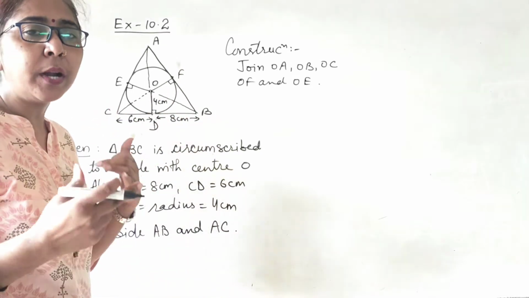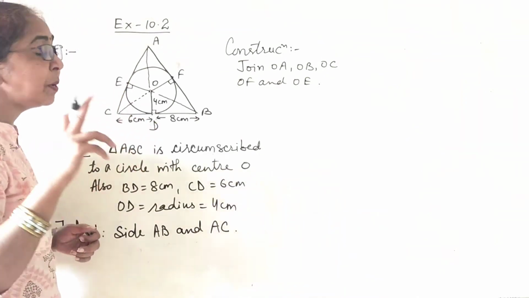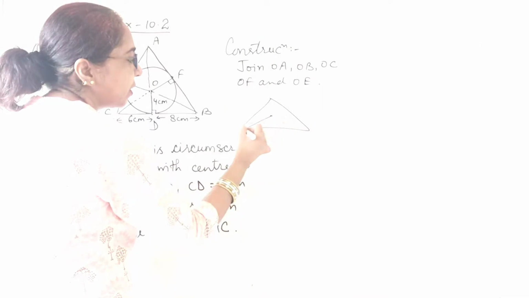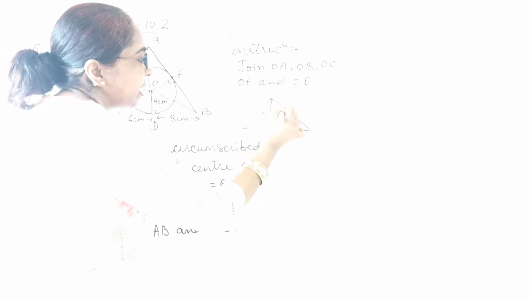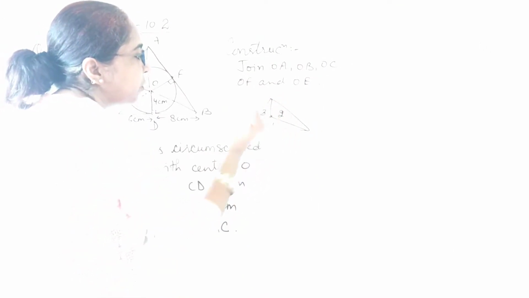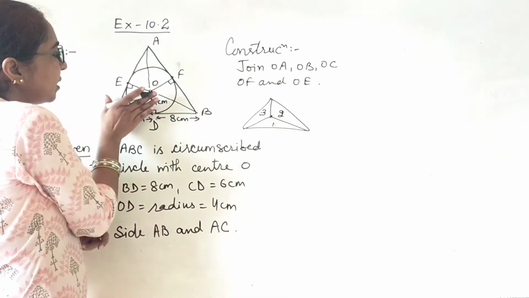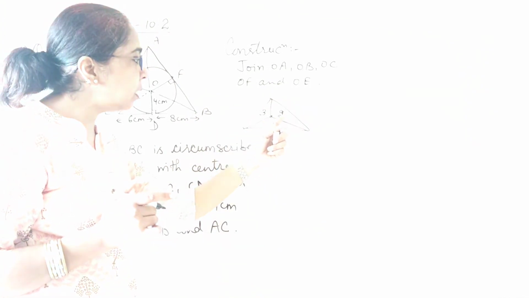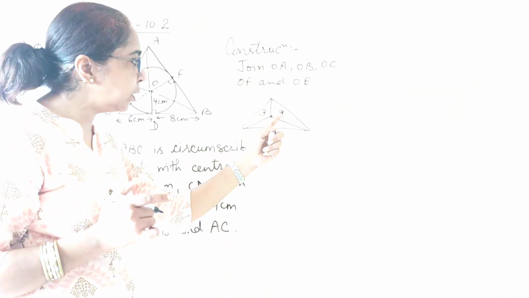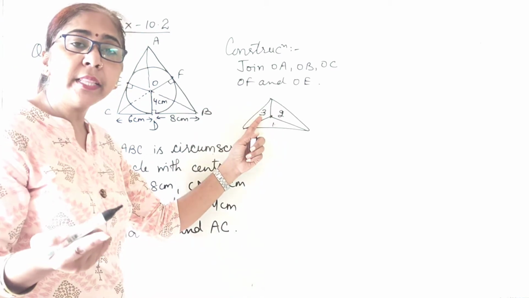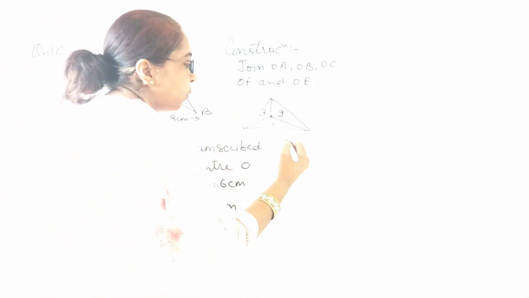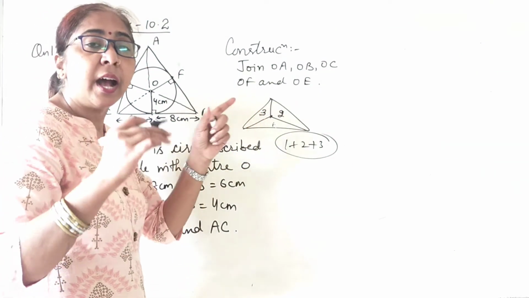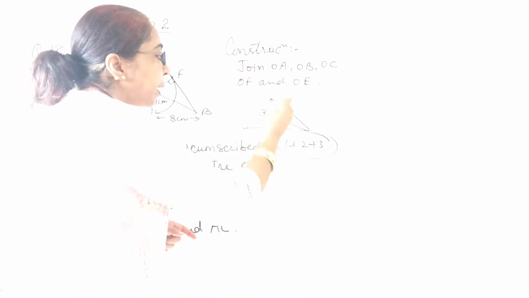What I want to do, let me clear that: if this is a triangle and this is a point inside the triangle and this triangle is divided in three parts, 1, 2 and 3. Okay, these three parts are 1, 2 and 3. So I just want to take out the area of triangle 1, triangle 2, triangle 3. After getting the areas, I will add them, 1 plus 2 plus 3. After adding the area of these three triangles, I will get the area of the bigger triangle.